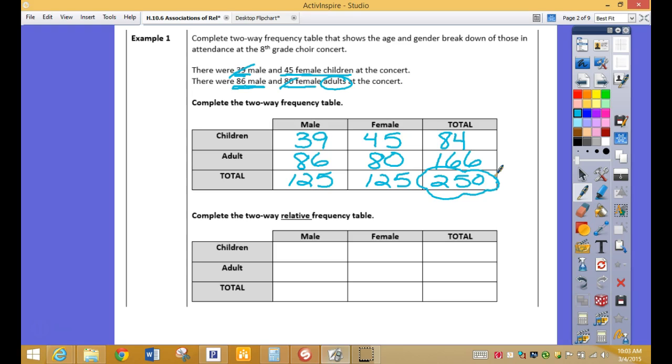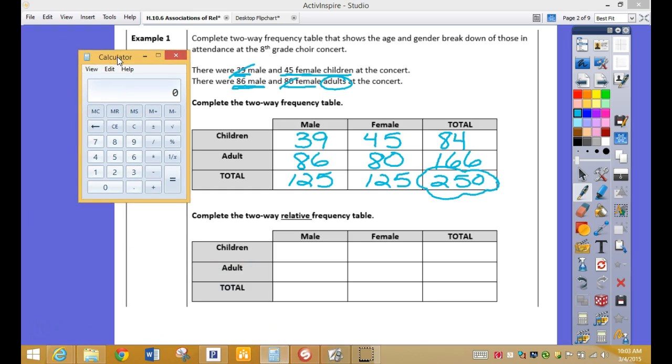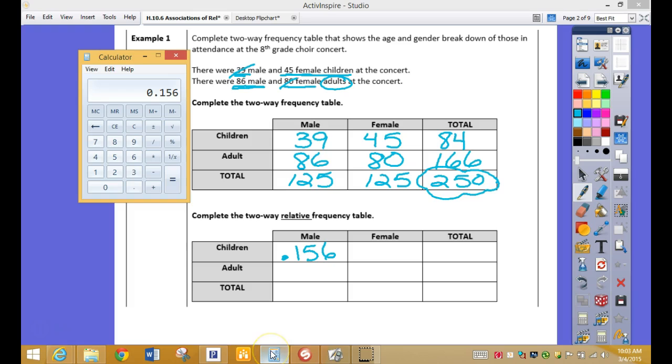Okay, now here's the little trick I want to show you. Calculator's out. Now yesterday when we did this, to make our relative frequency table, we would take 39 and divide it by our total of 250, and write our answer down. So 39 divided by 250 on your calculator, push it in every single time, equals 0.156. Well, it gets tiresome pushing that 250 in every time, doesn't it?